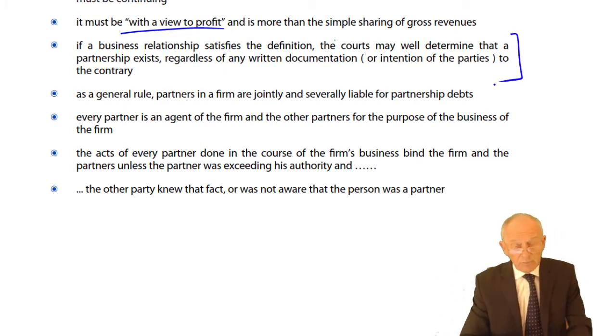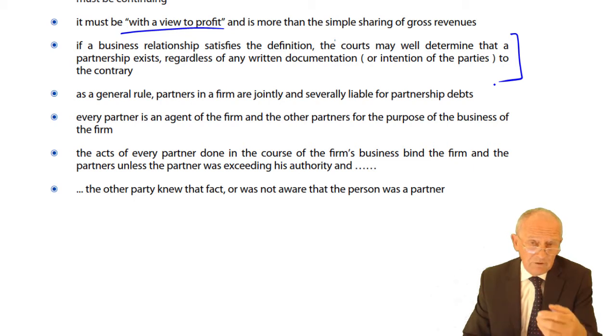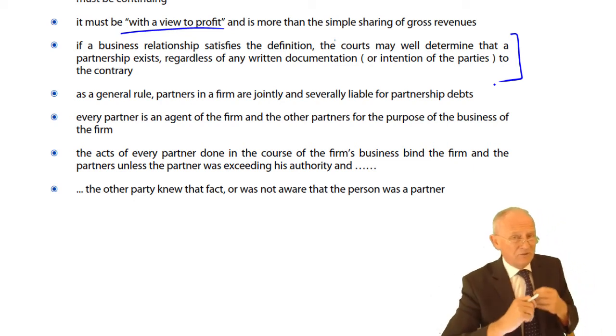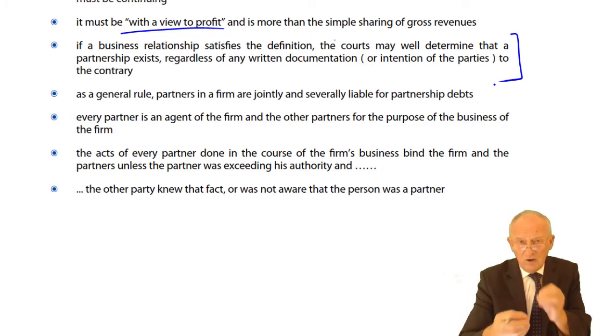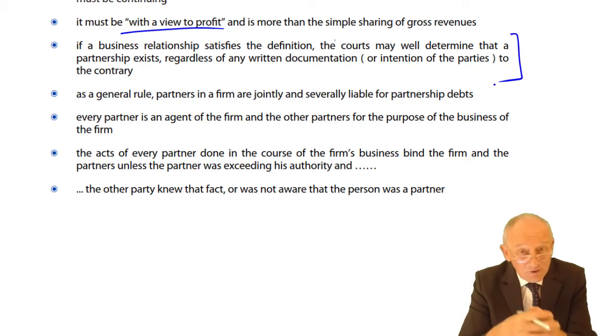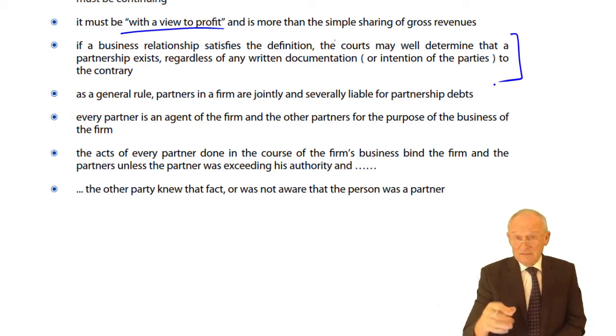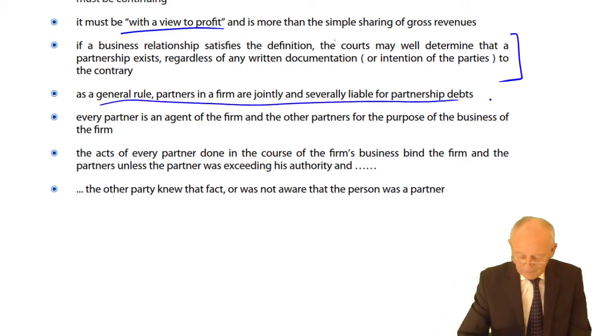If the business relationship does exist and satisfies the definition, the courts may well determine that a partnership exists, even though you and I may not have agreed to be in partnership, even though we may never have thought about it. If we're carrying on business in common, aiming to make a profit, and sharing profits, then the court may say, you two are in partnership, and as a result partnership rules apply. As a general rule, partners are jointly and severally liable for partnership debts.